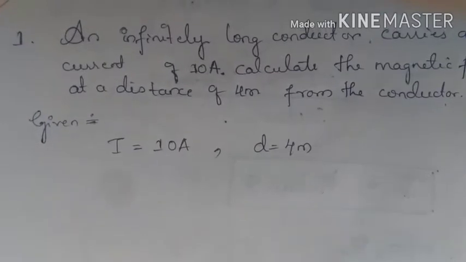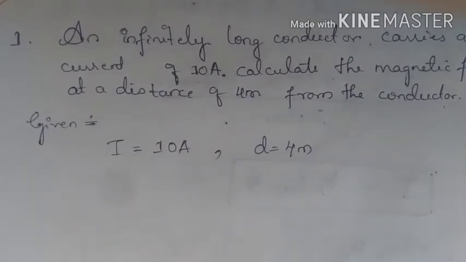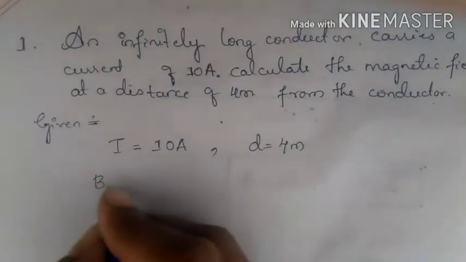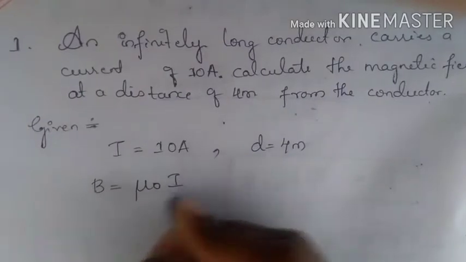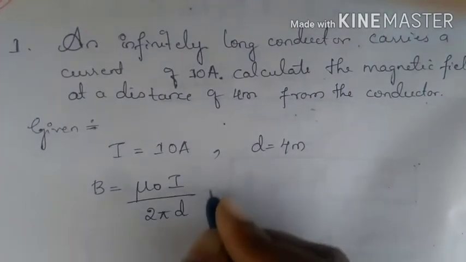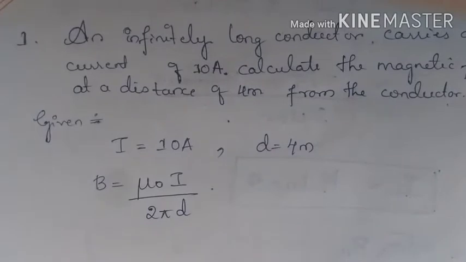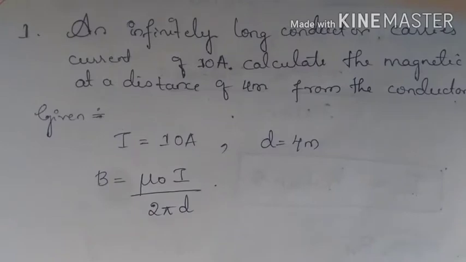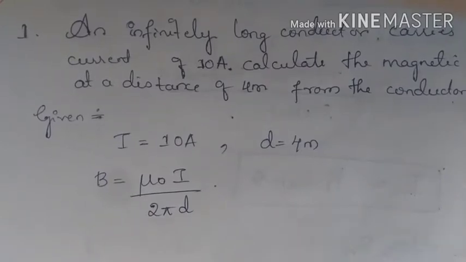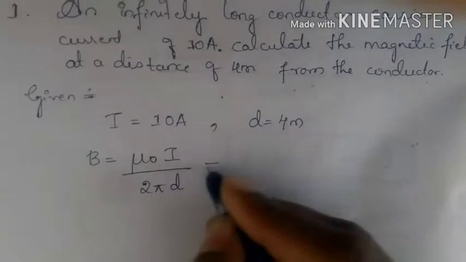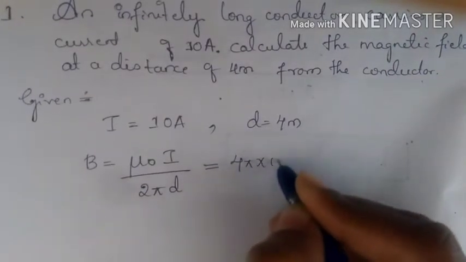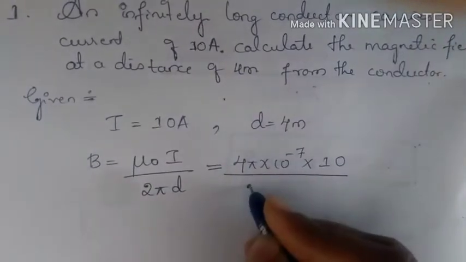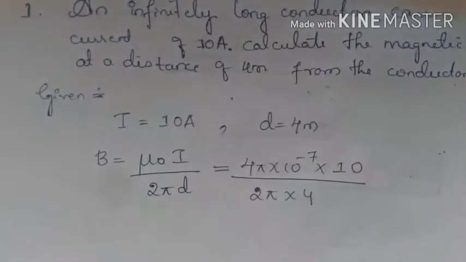We have learned the magnetic field at a point due to a straight conductor carrying current. That is B is equal to mu naught I divided by 2 pi D. Here the value of mu naught is 4 pi into 10 power minus 7 Weber per amp. If you substitute that, 4 pi into 10 power minus 7, current is 10 amp, divided by 2 pi into 4 meters.